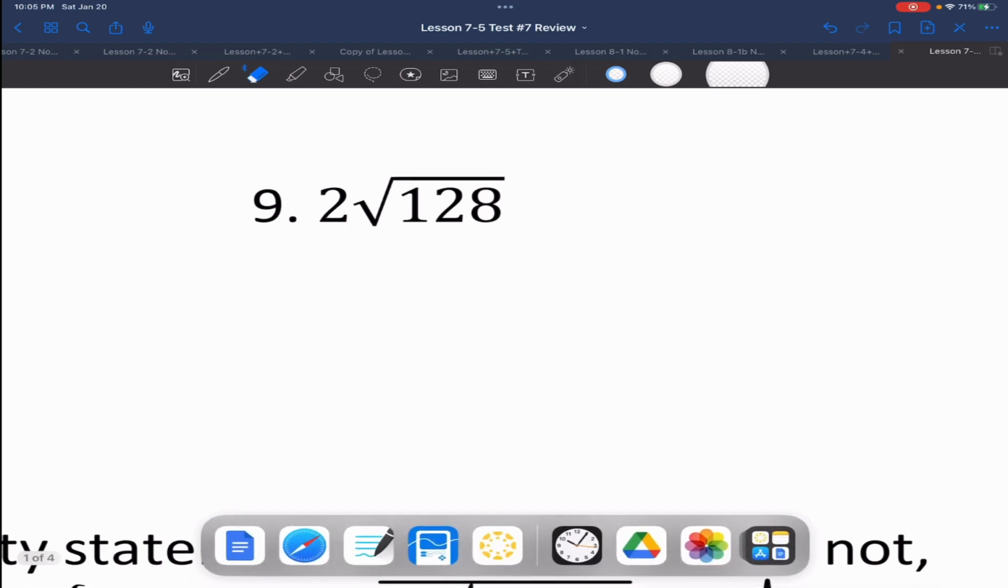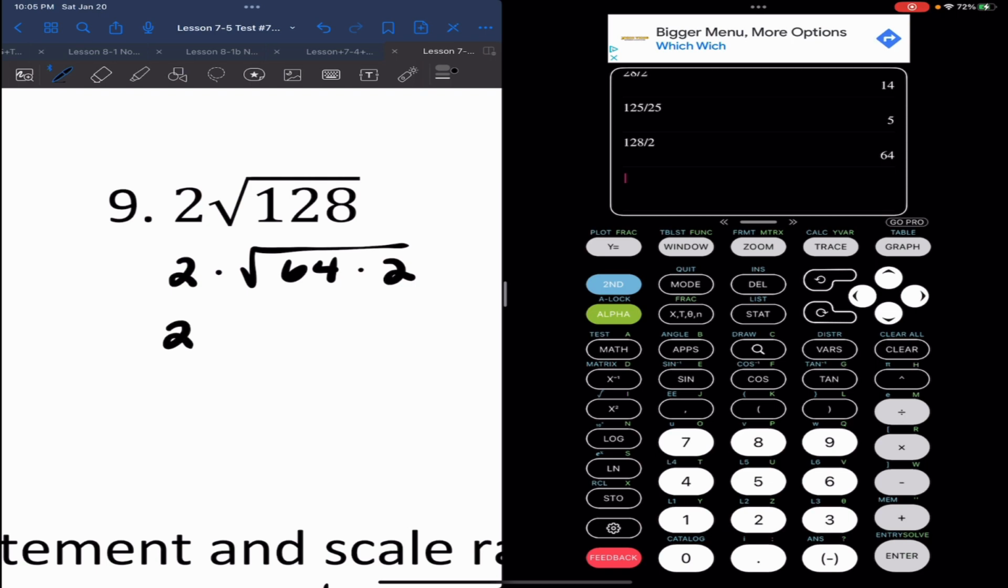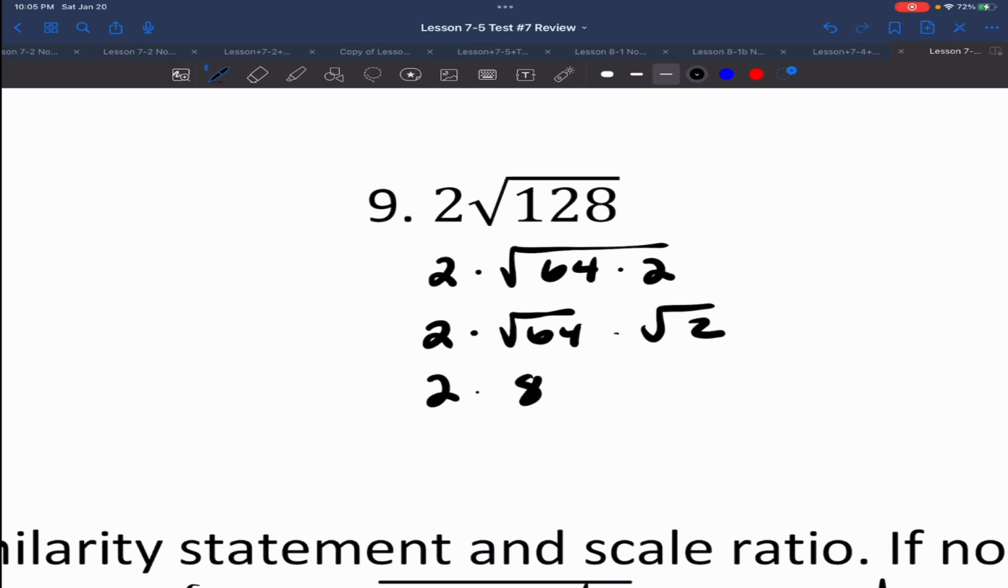The 2 times the square root of 128. So if we can't think of two numbers that multiply together to give me 128, you do 128 divided by a number greater than 1. So 128 divided by 2, boom, 64. Look at that. So I can say 2 times the square root of 64 times 2, which is 2 times the square root of 64 times the square root of 2. So 2 times, well, the square root of 64 is 8. Root 2, 16 root 2.